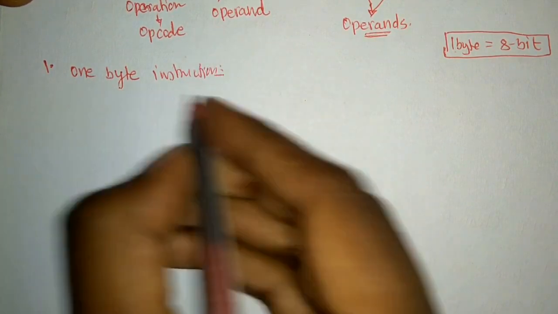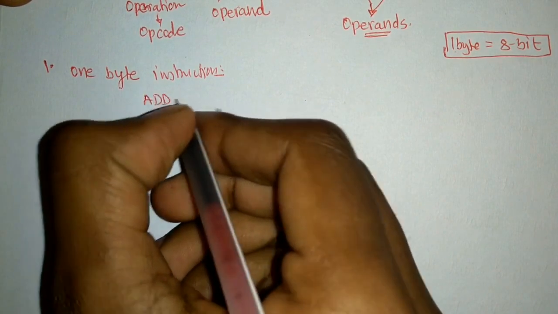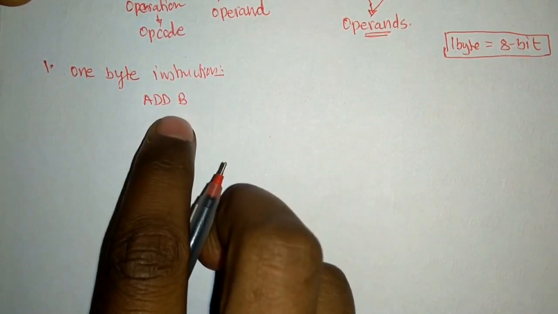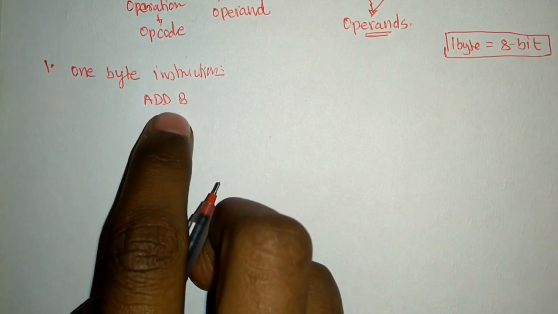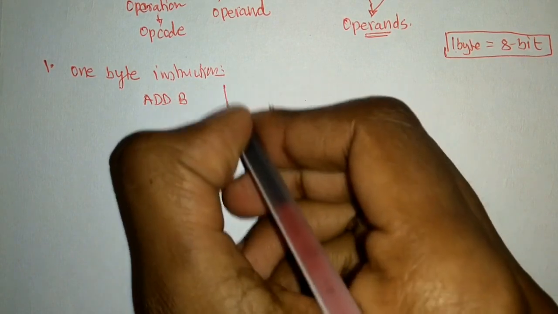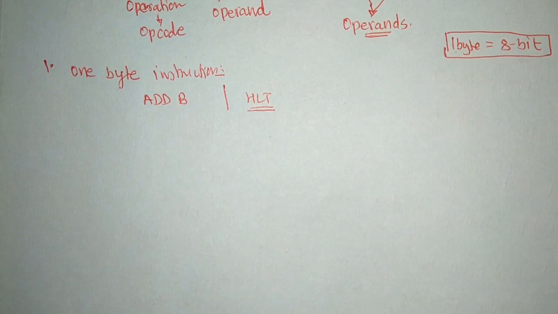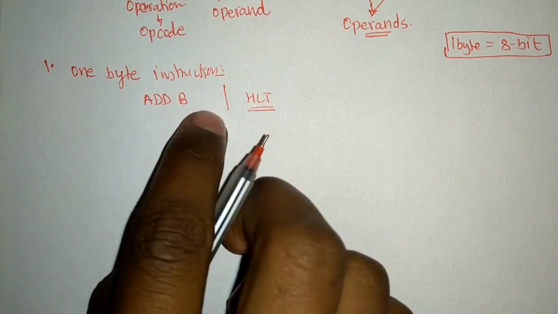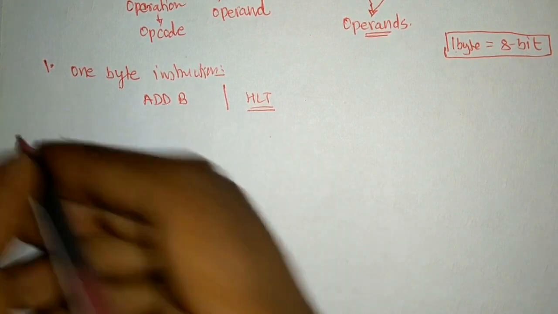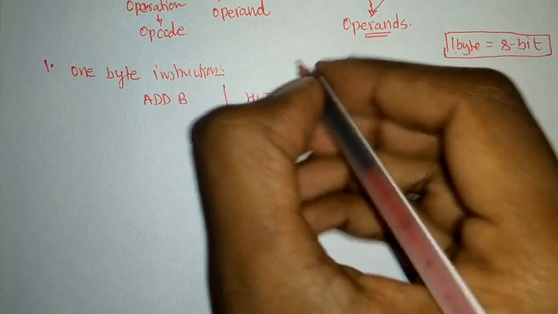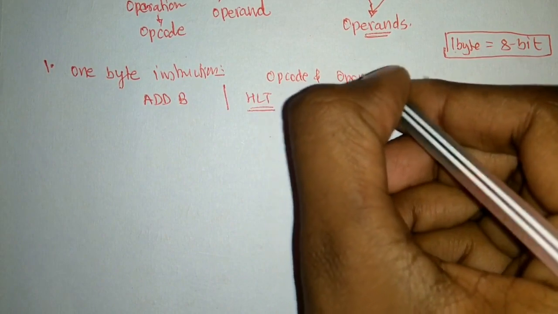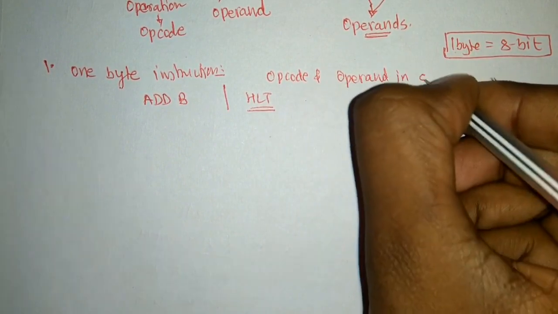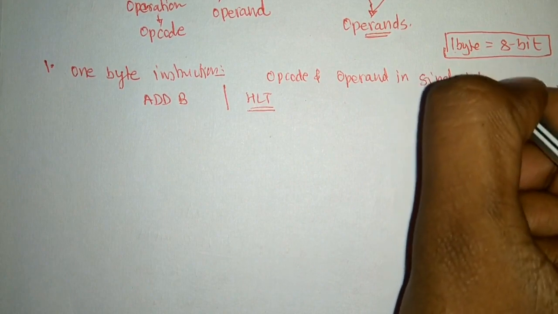Let's say I say ADD B. Now ADD B can be given with the help of a single byte itself, or 8 bits only. So that will be known as a 1 byte instruction. Or HLT, that is also a 1 byte instruction. Clear? We are giving the operand and the opcode, both of them in a single byte, meaning 8 digits. That gives me a 1 byte instruction. So in 1 byte instructions, opcode and operand are combined, using 1 byte only.